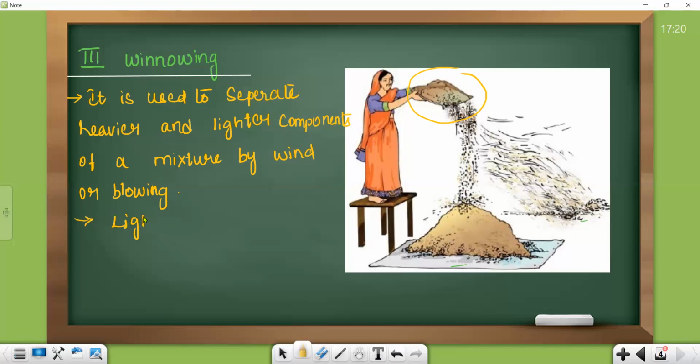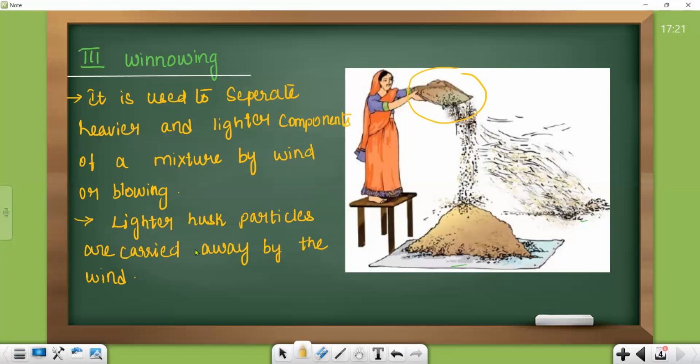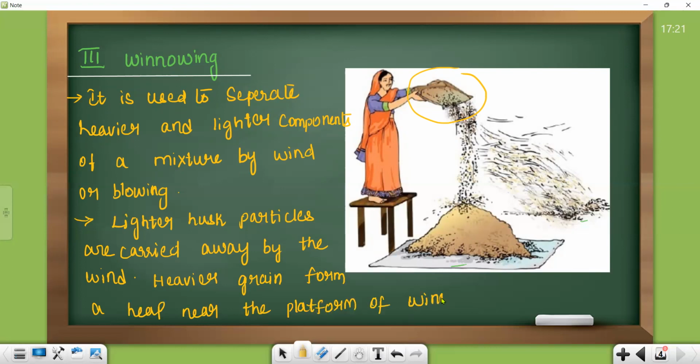So the lighter husk particles are carried away by the wind, and the heavier grain form a heap near the platform of winnowing.